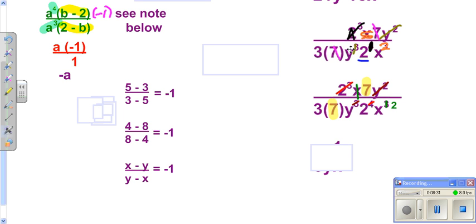So then when you look at what we have left, we don't really have anything on top. Technically, there's a 1. We still have our 3, our y to the first, our 2, and our x squared. So that 3 and the 2 give us a 6. We have our y and we have our x squared.